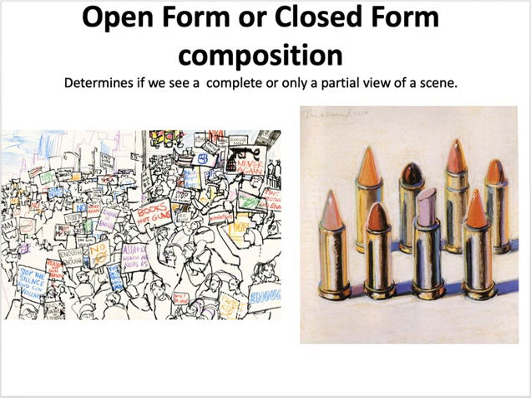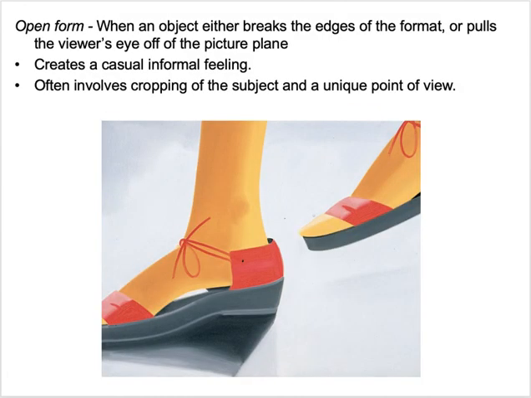So here on the left side, we have an open form composition. And on the right side, we have more of a closed form composition. And what do I mean by that? An open form composition is when an object or subject either breaks the edges of the format, so the edges of the picture plane, or pulls the viewer's eye off of it. And that can create a more casual or informal feeling. And usually it involves some sort of cropping of the subject and maybe a more unique point of view, right?